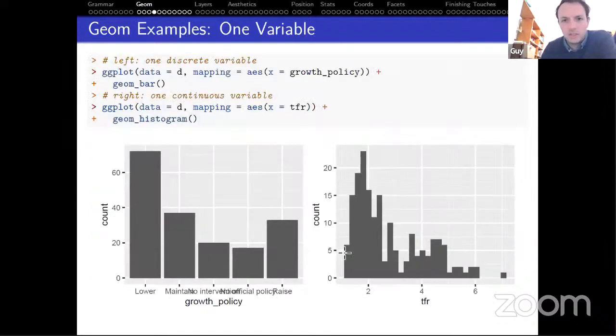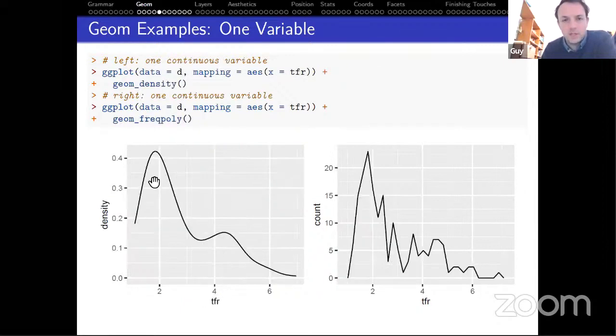So this is similar to what we had before with the histogram on the right, and on the left, rather than use geom histogram, we're using geom bar. So when we do geom bar, it sort of counts in each category how many values there are, right? A simple bar chart.